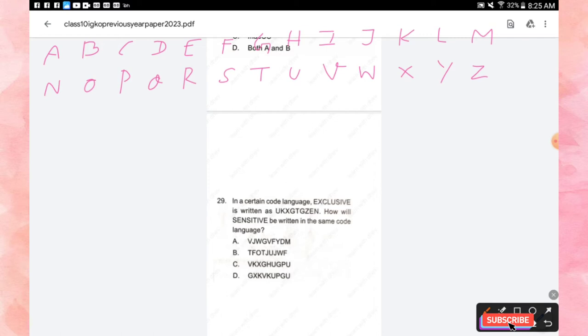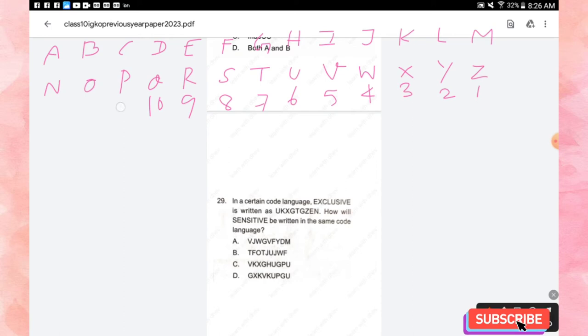Then I'm going to number the letters. For this question, you have to number the letters in reverse order. Then only you will get the answer. It depends upon the question, so every time it will not be like this. You can number the letters in general order, that is from A to Z. But here I'm going to number from Z to A.